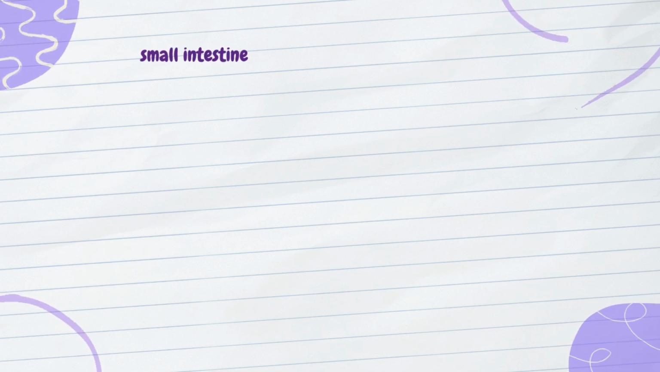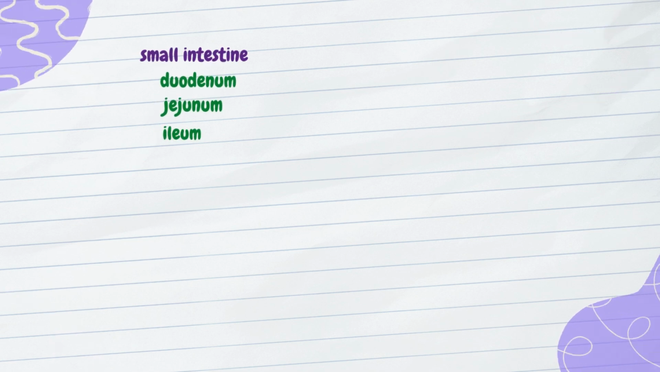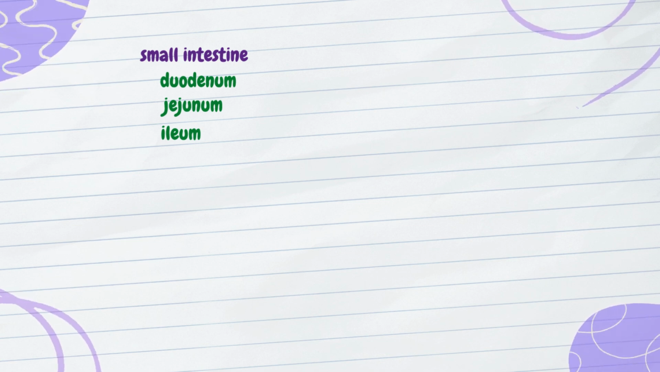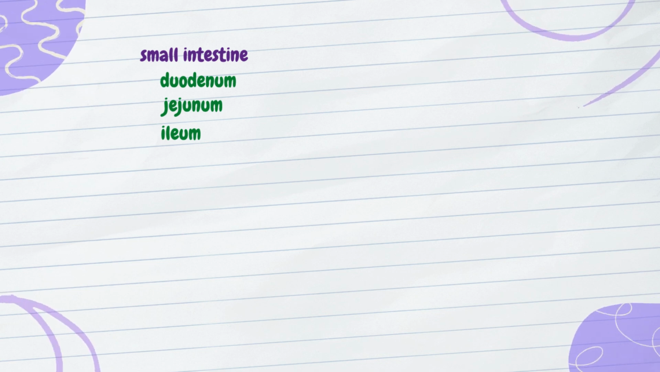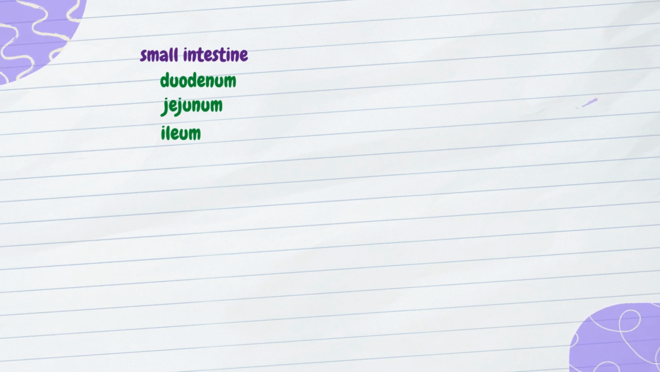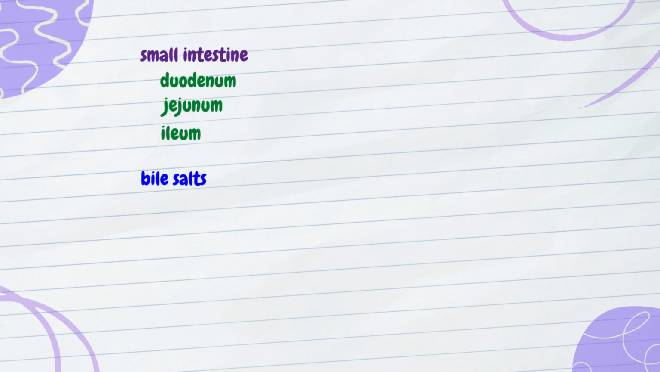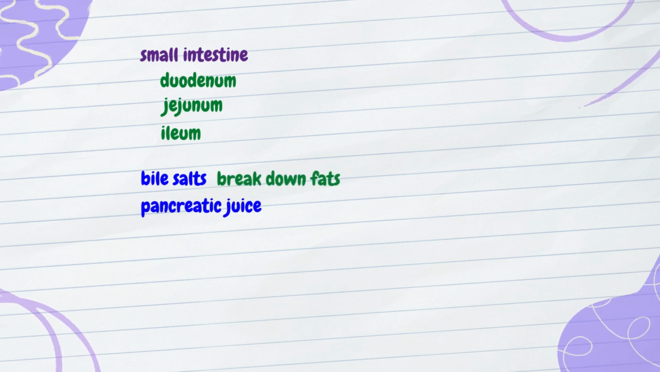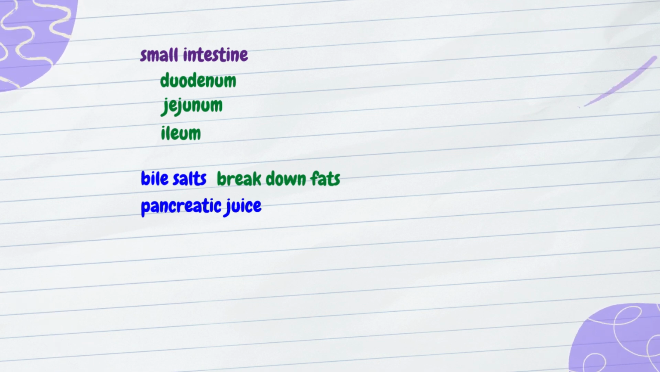To recap, the small intestine is divided into 3 sections: duodenum, jejunum, and ileum. Most of the digestion occurs in the duodenum and jejunum, while absorption occurs in the jejunum and ileum. The acidic food from the stomach stimulates the release of the bile salts from the gallbladder and the pancreatic juice from the pancreas. The bile salts break down fats into smaller droplets, a process called emulsification.